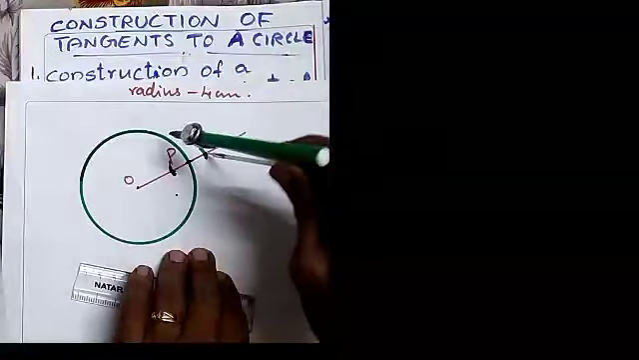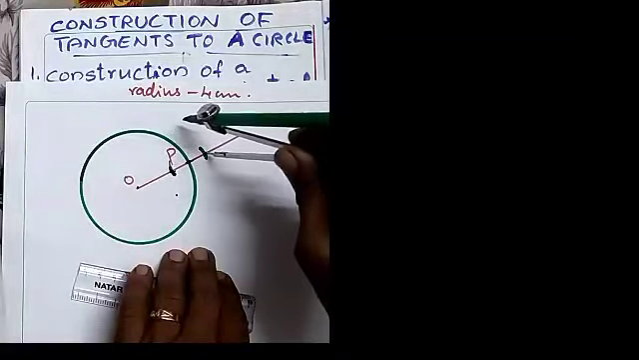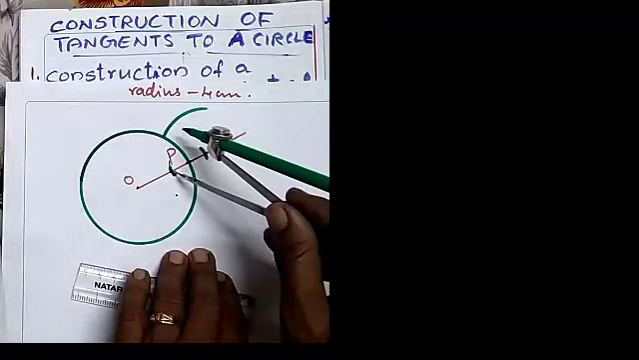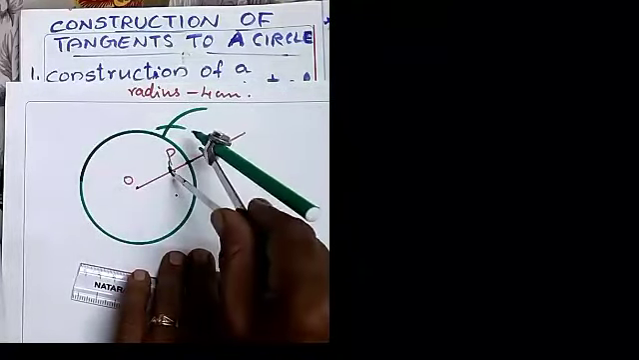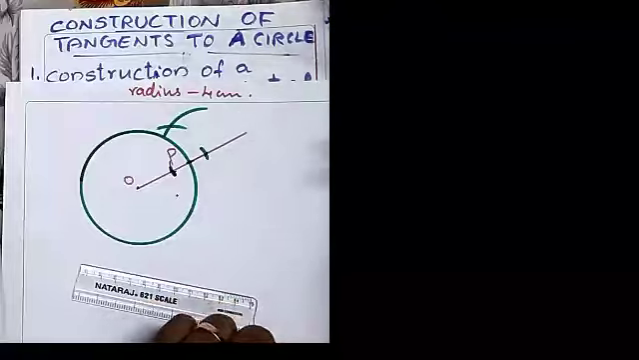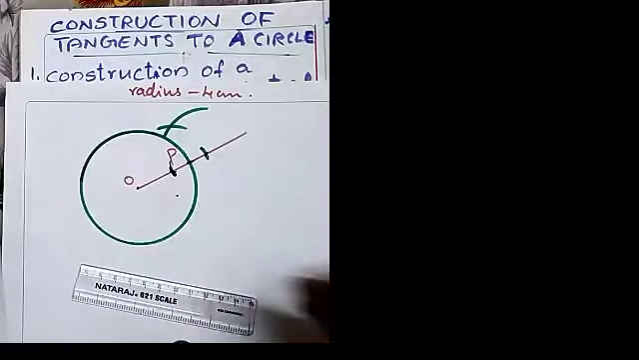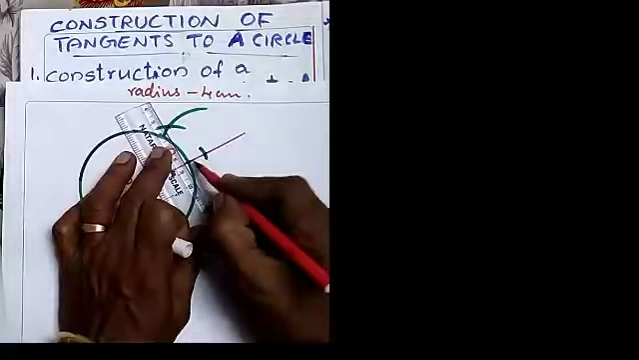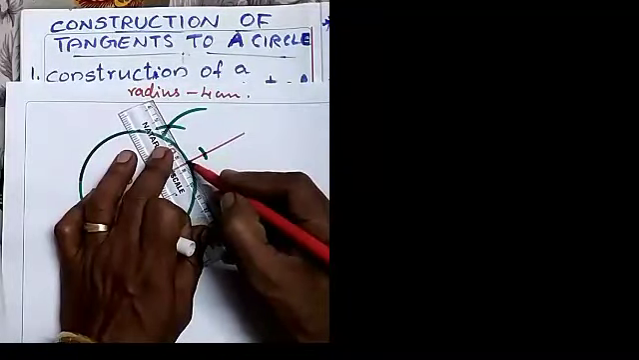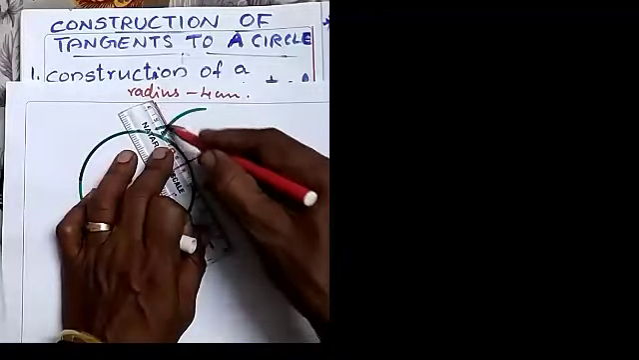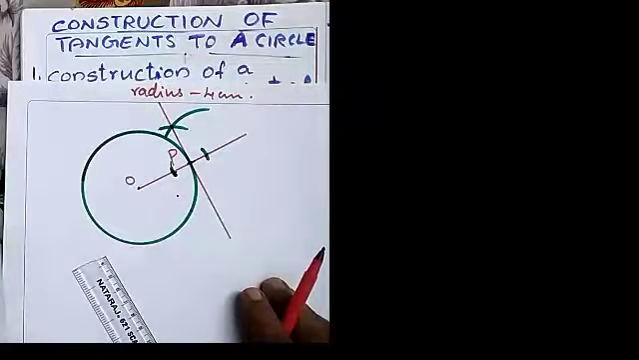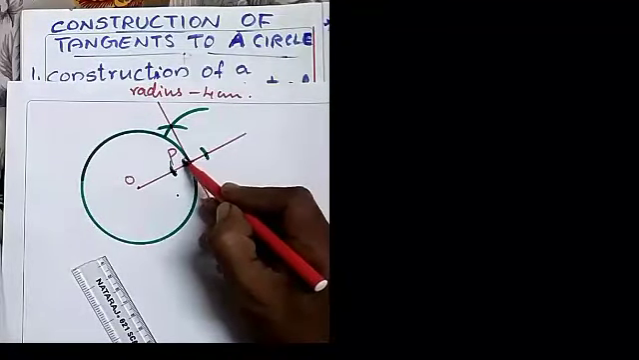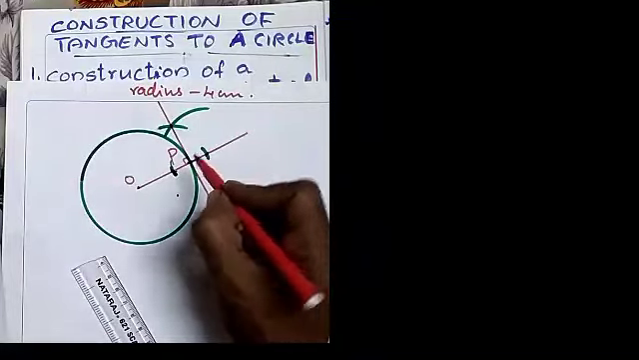you select this point and draw one arc like this, and again from this point with the same radius draw one more. Now you can join this intersecting point and the point P. Passing through this point P and this intersecting point, you can draw a line and extend it. Now our tangent is ready, and this line is a tangent at the point of contact P.